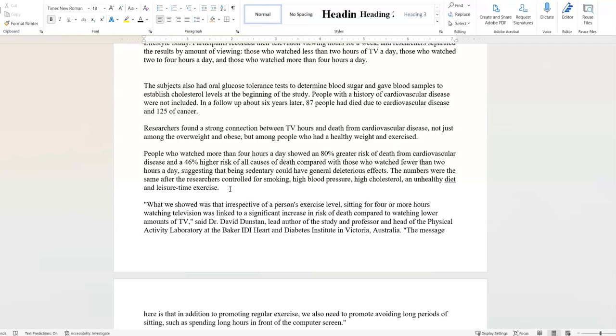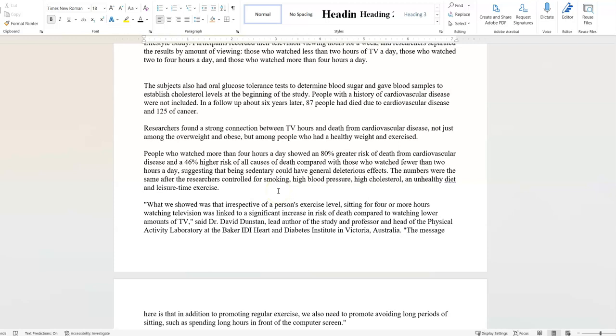So a treatment, like I said, would be what is the thing they did? Like, oh, they changed the length of the stoplight. That's a treatment. But a confounding variable means something that might have changed the results of this experiment that the researchers didn't consider. So you couldn't say, oh, maybe people were smokers. They considered that. It says right here they controlled for smoking, high blood pressure, high cholesterol, unhealthy diet, and leisure time exercise.